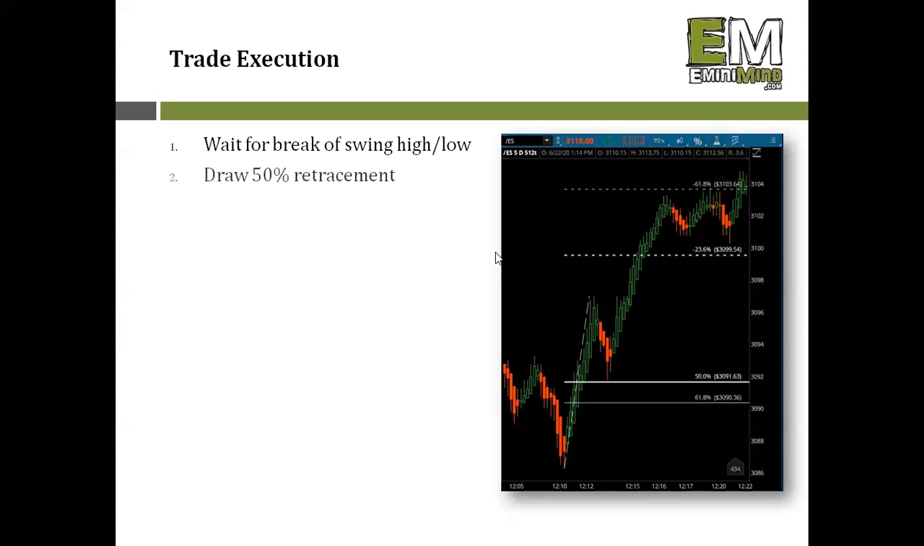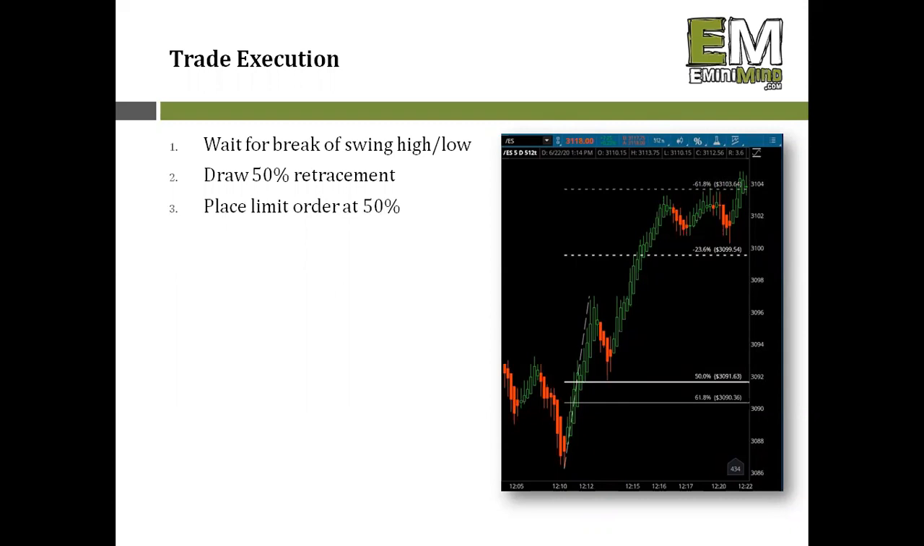So once I've identified that, let's say the first 15 minutes we were trading down and we broke a swing high, then I can draw that first 50% retracement and look at that as the first opportunity for an entry.